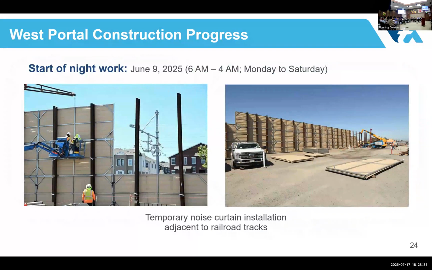Just wanted to show you also a picture of what the noise curtain looks like up close. It's kind of like a really thick comforter made up of multiple layers of fiberglass and plastic. They're kind of layered together. And they really help dampen and reflect that noise.